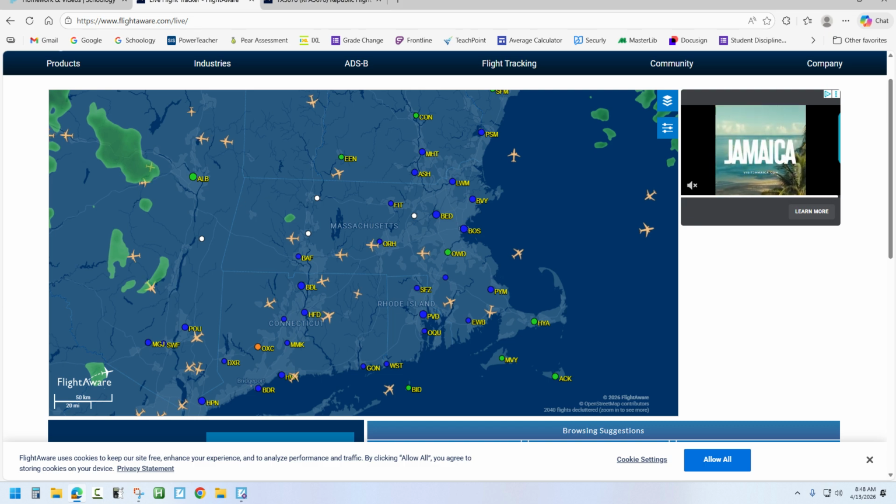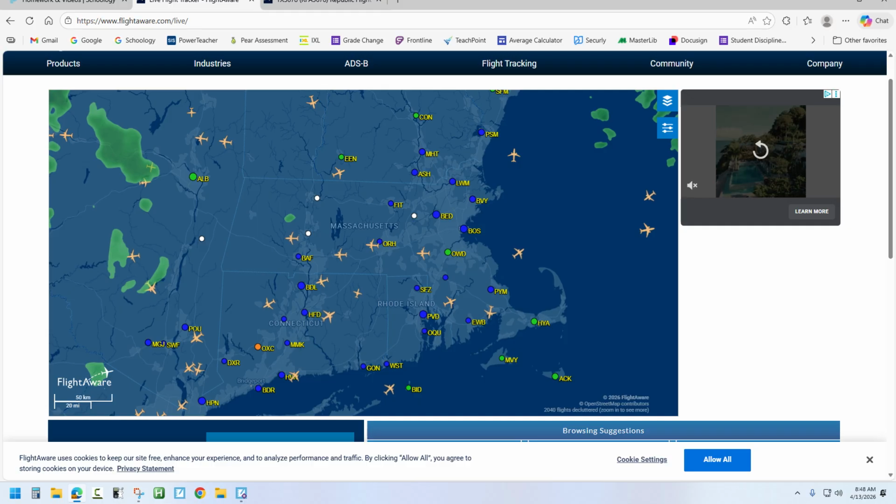But that's a really good example of vectors. And if you want a high stress job, you could become an air traffic controller and coordinate all those planes.